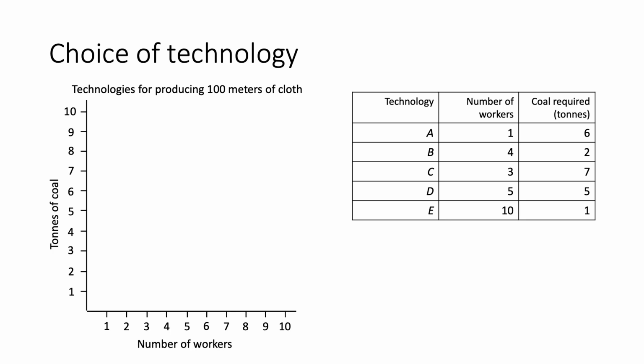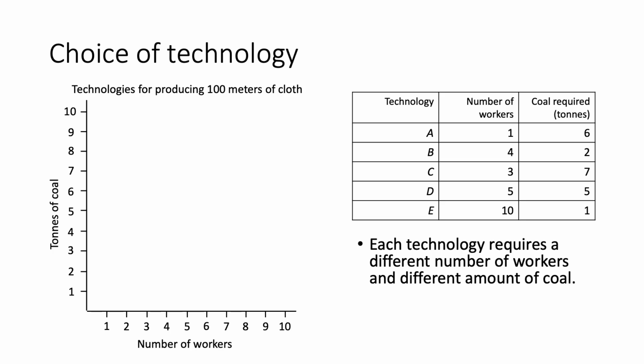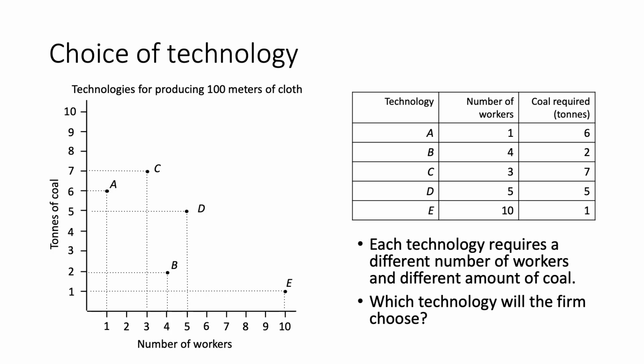So what we can see here is that technology A, B, C, D, and E all require a different mix of workers and coal to produce the same level of output of 100 meters of cloth. Breaking down the different examples, A requires 1 worker and 6 tons of coal to produce 100 meters of cloth, and B requires 4 workers and 2 tons of coal to produce that same output. Each of these different technologies has a different mix, and we can lay them all out here. And now we want to decide which technology the firm will choose.